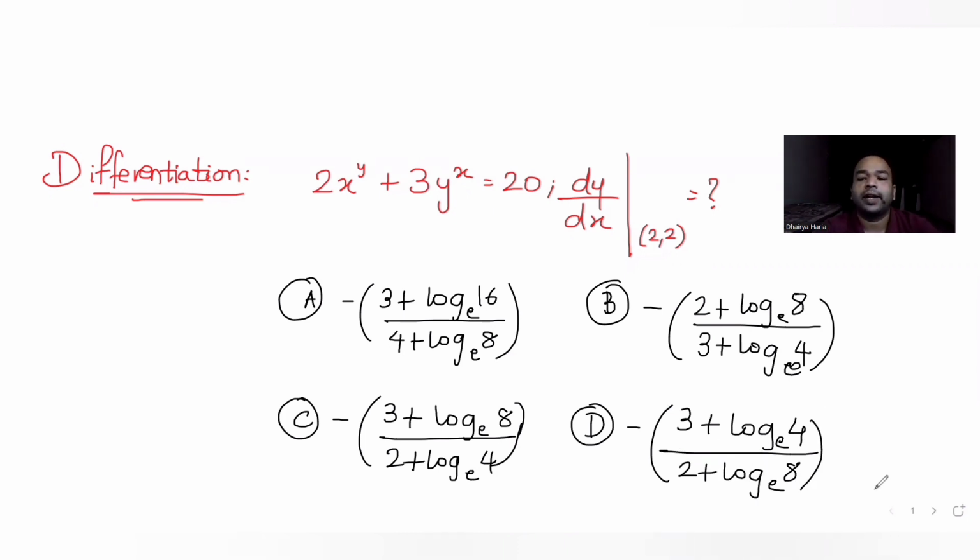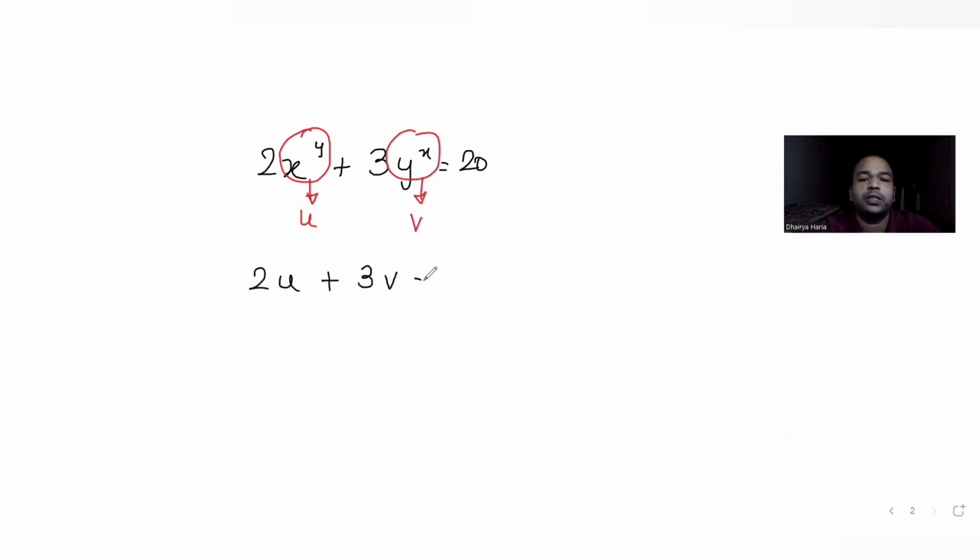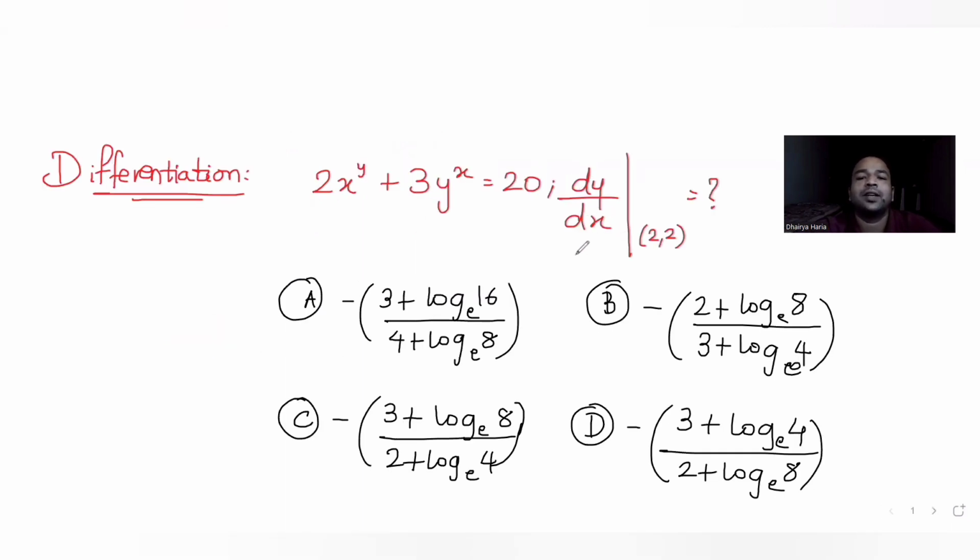Let's figure out the correct answer for the question. First, I write the expression: 2x raised to y plus 3y raised to x equal to 20, and I need dy by dx. So I'll substitute this as one function, let's say u, and this as v. My expression becomes 2u plus 3v equal to 20. Once I have this, I differentiate it with respect to x, because I need to find dy by dx.